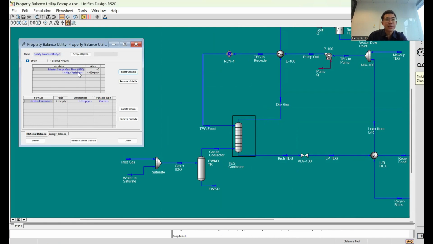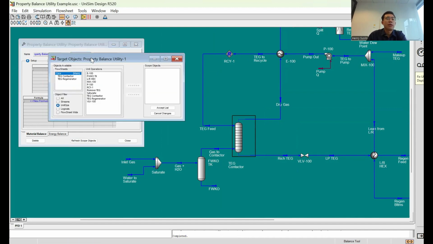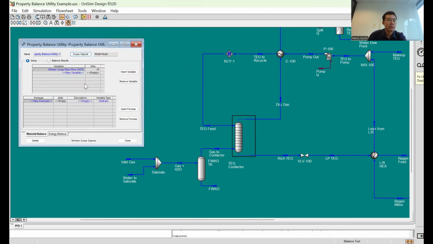After selecting the variable that we want to observe, we need to select the scope of object. So we can select the entire unit operation inside the case. It means we want to observe the entire flow sheet, something like this, and then we click accept list. Then we will look at the result at balance results.